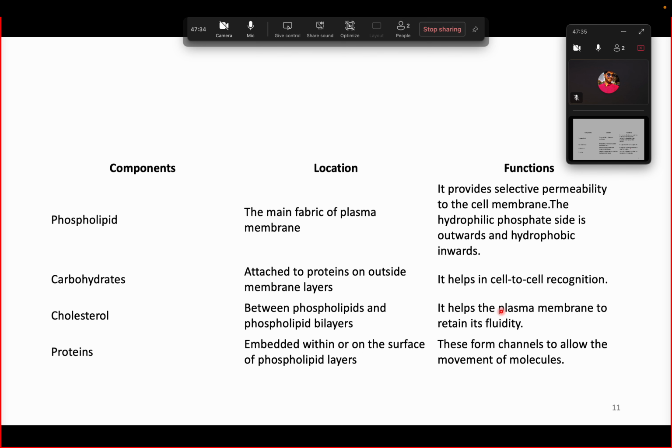Then cholesterol, it helps the plasma membrane to retain its fluidity. Then proteins, obviously they are very diverse, and describing them in one sentence is not justice to them, but later, when we are done with the basic structure and basic components of a cell membrane, we're gonna solely focus on the proteins at the end of the day, right? So proteins form channels to allow the movement of molecules.